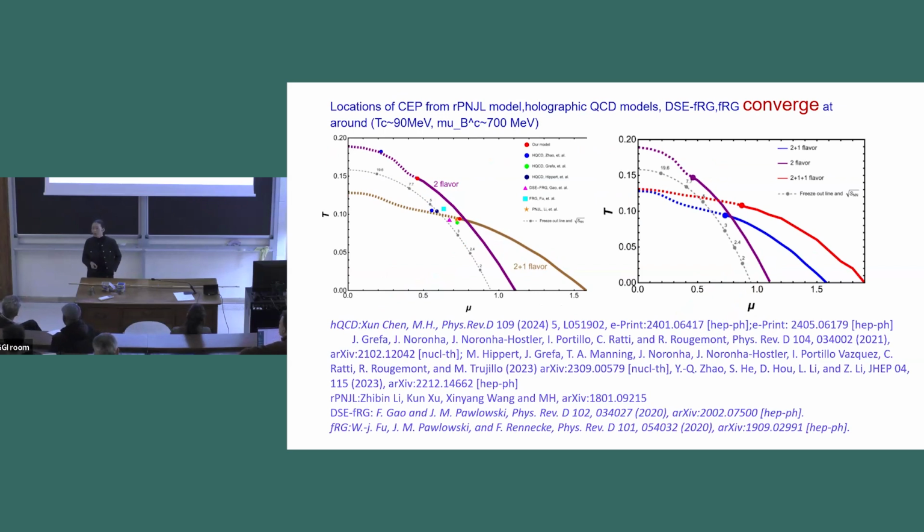Lattice QCD at the moment, there is no critical point yet. I mean, because they cannot go to very big chemical potential.